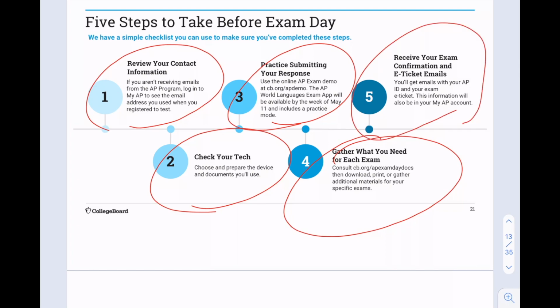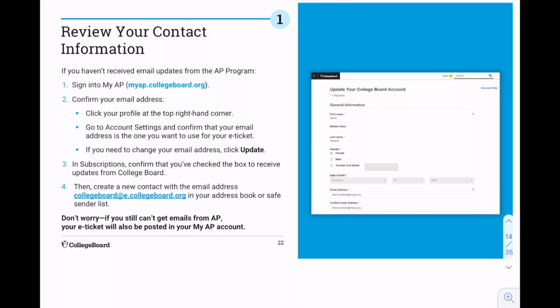make sure you receive your exam confirmation e-ticket emails. So remember, that should be happening on Tuesday. And if you don't get an email, you can log on to My AP and you should be able to find your e-ticket there. All right, so review your contact information. Like I was just saying before, sign in to myap.collegeboard.org.